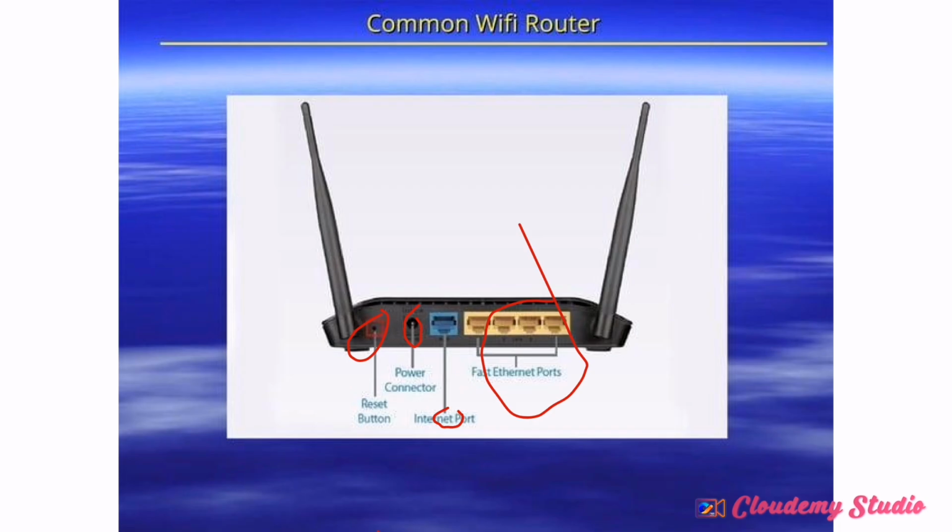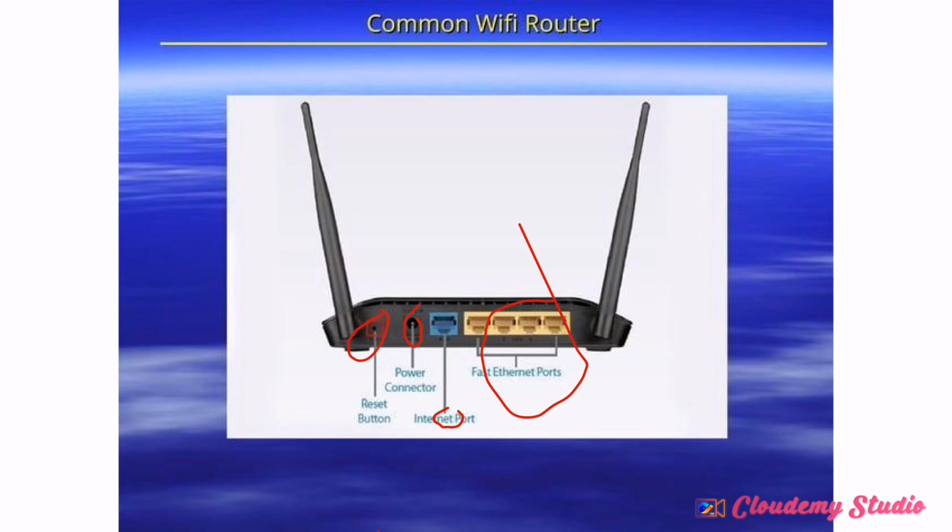So for wired connection, the ports written fast Ethernet are the ones that will be supplying wired connection. Then for wireless, you just search the name of the router, then you enter the password. Everything is behind this router, the name and the password. So don't get confused when you see these ports behind there.